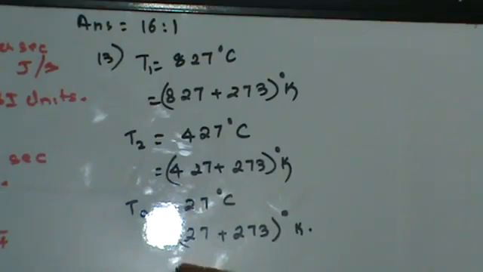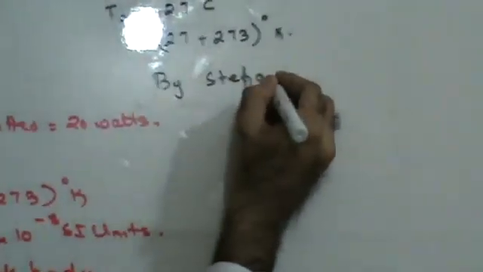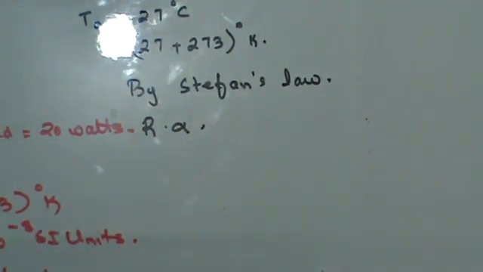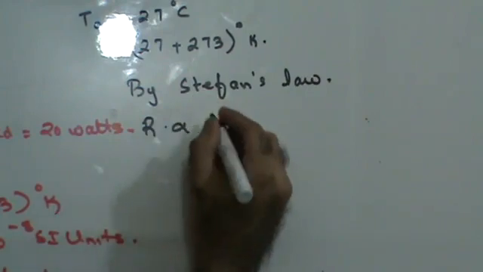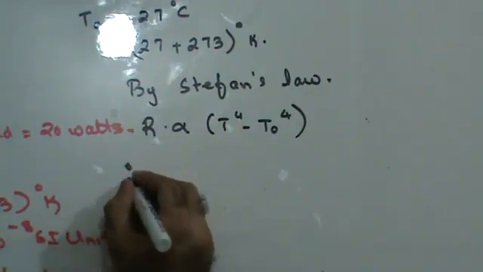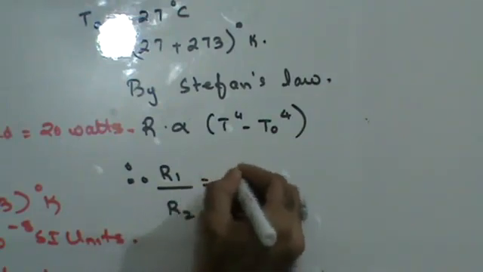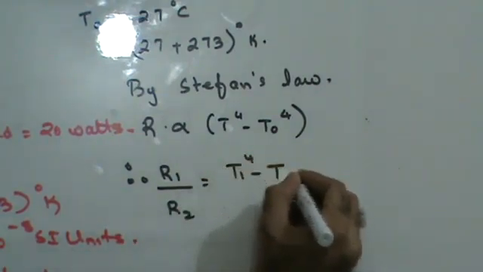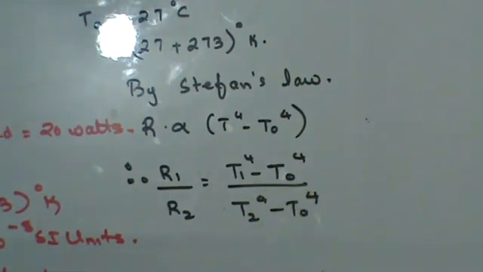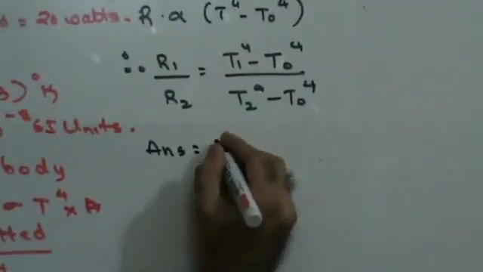Now here I could use Stefan's law. By Stefan's law, I can say that rate of loss of heat is directly proportional to the excess temperature of the body over its surrounding to the power of 4. That means this is nothing but T raised to 4 minus T0 the whole raised to 4. Therefore, R1 upon R2 is equal to T1 raised to 4 minus T0 raised to 4 upon T2 raised to 4 minus T0 raised to 4. That will enable you to compare the rate of loss of heat of the two bodies. The answer for this should be 6.27 is to 1.